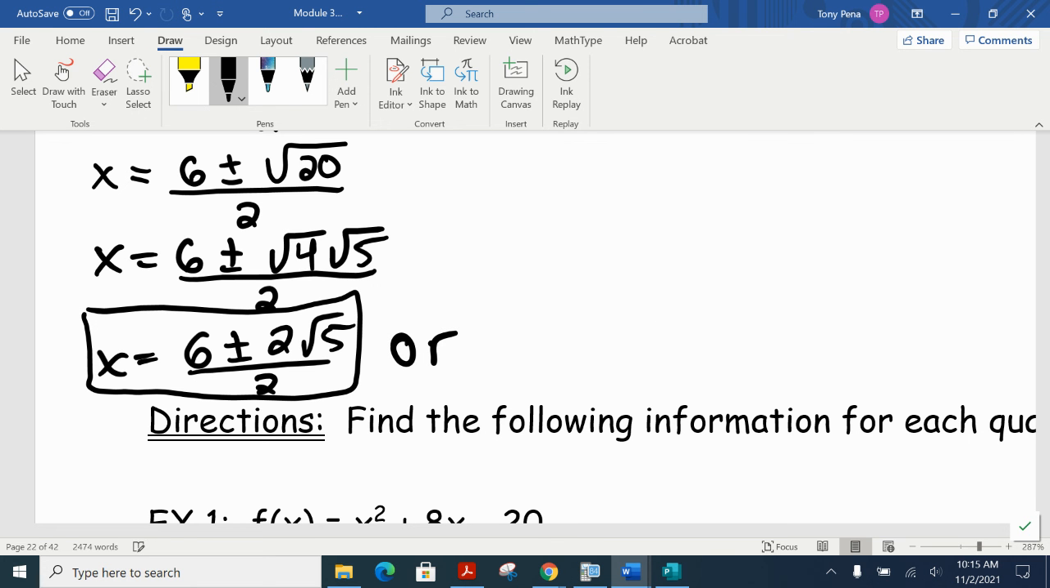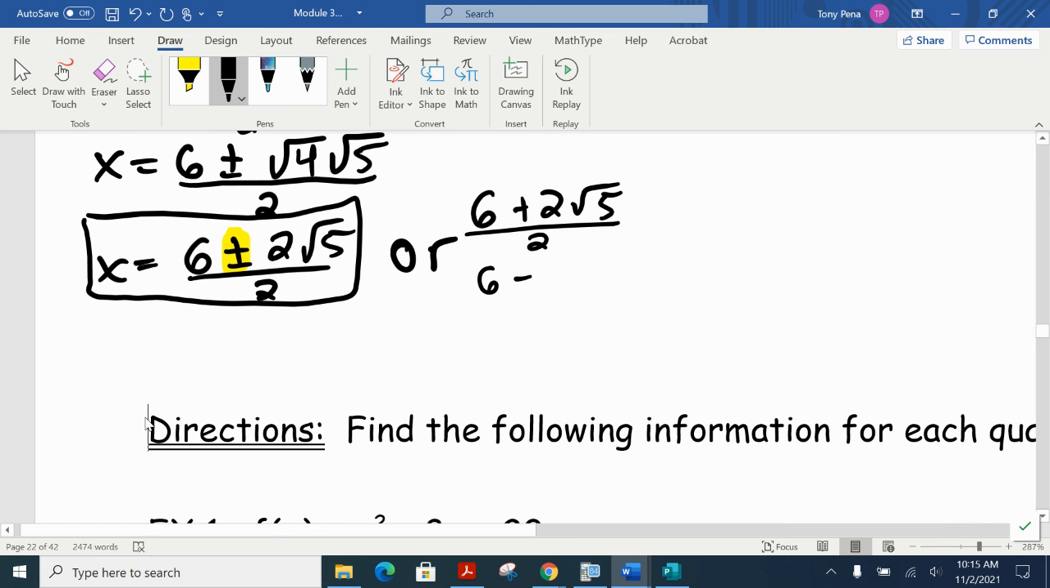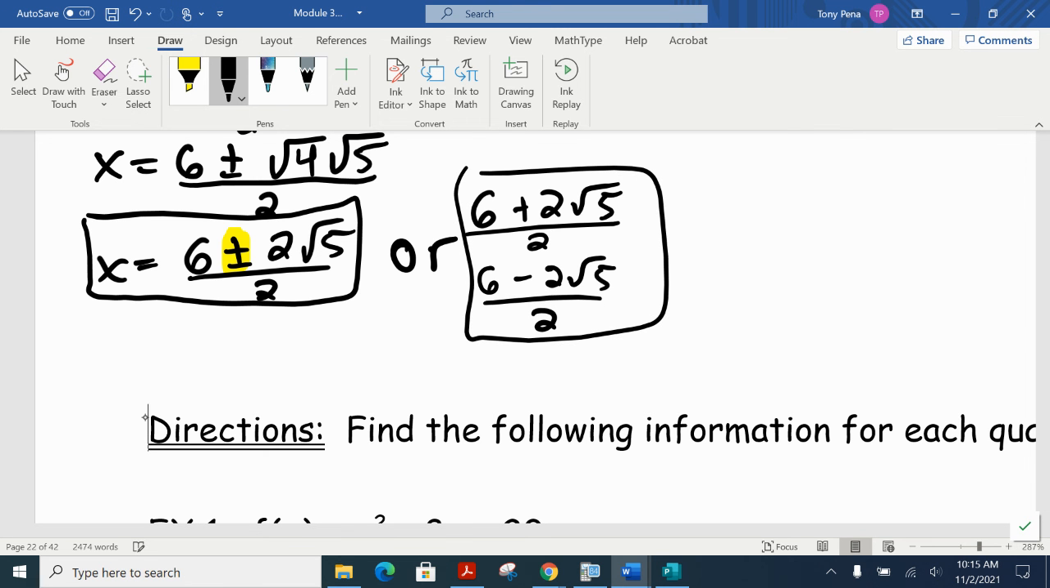Or we can do what we did before. This really means I have two different answers. That means I could do 6 plus a 2 root 5, and then I could do 6 minus a 2 root 5. Actually, they're all divided by a 2, so don't let me forget that part. So 6 minus a 2 root 5 divided by a 2. So either one of these, if you just want to use the plus or minus to indicate those are your two answers, that's perfectly acceptable. If you want to write them out two different ways, that's also fine.